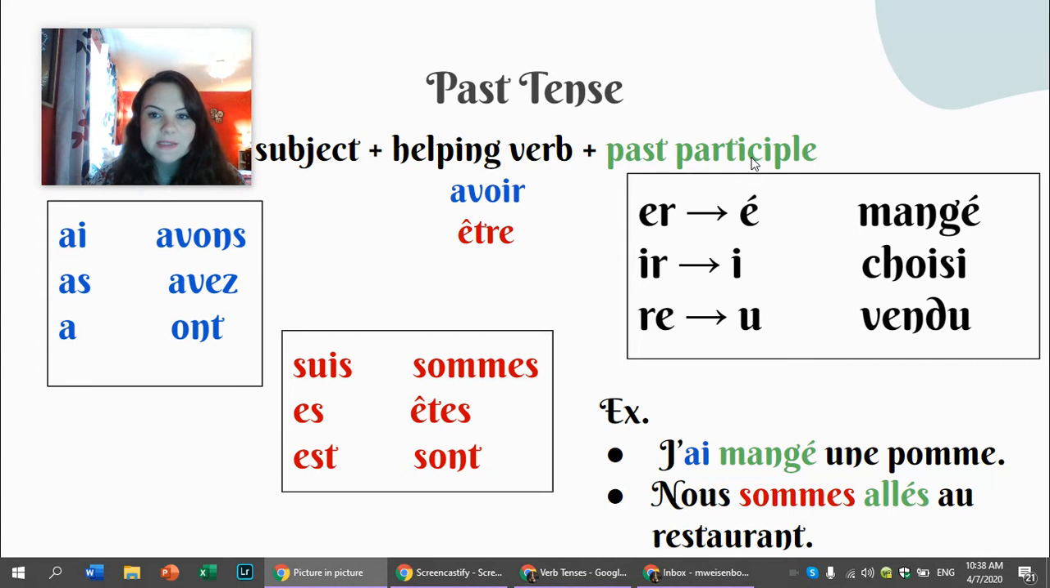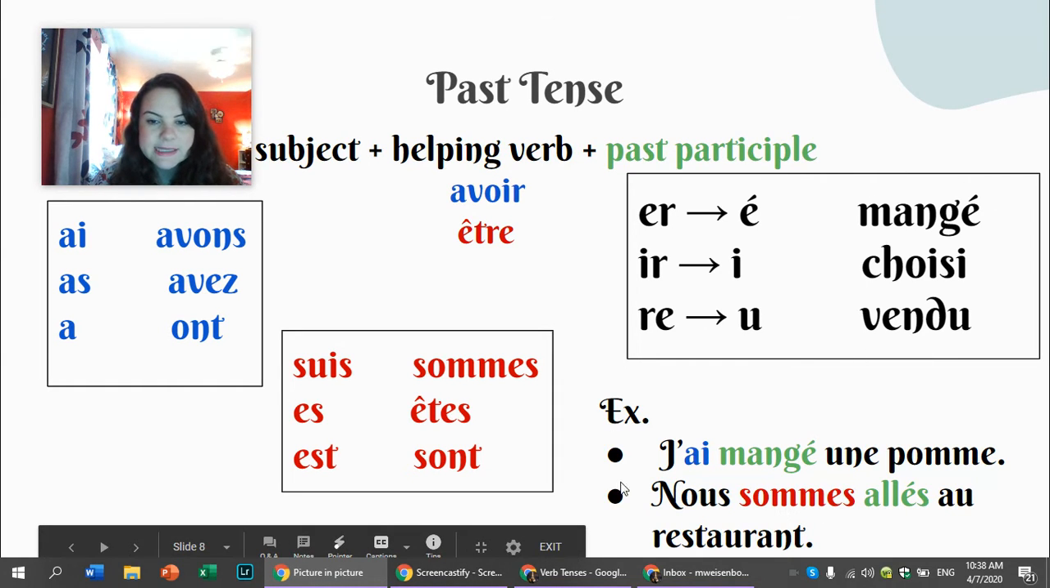And then you need the past participle of that verb that you're putting in the past tense. And here's how you get the past participles of the verb. If it's an ER verb, you take off the ER and add the É accent aigu. If it's an IR verb, you take off the IR and add an I. And if it's an RE verb, you take off the RE and add a U. Here's some examples over here of verbs like that. These are past participles right here.